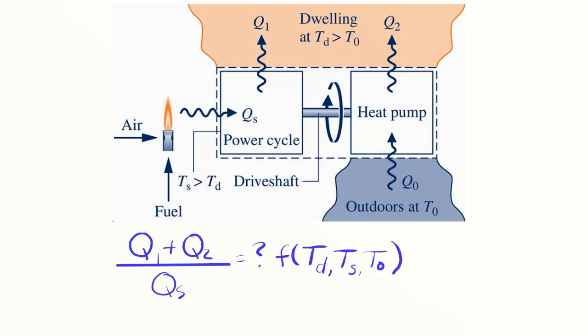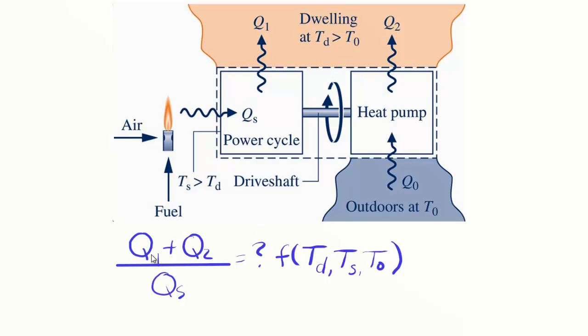Here we have a homework problem dealing with the second law and really dealing with the definition of temperature on the absolute Kelvin scale. So what we have here is a power cycle and a heat pump, and we have a source of heat transfer over here, and we have a dwelling, and we have the outdoors, which is a little cooler, and they all have different temperatures, where the temperature of the source is higher than that of the dwelling, and the dwelling is hotter than the outdoors.